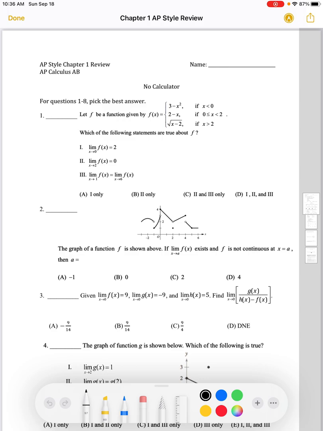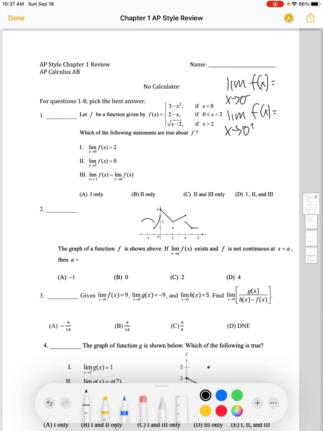All right, so the first one, it says, let f be the function given by f of x, this piecewise function here, and we're trying to figure out which statements are true, 1, 2, or 3. So we're going to start with the limit as x approaches 0 of f of x equals 2. If I want the limit to be true, then I know the limit as x approaches 0 from the left of f of x needs to equal the limit as x approaches 0 from the right of f of x.